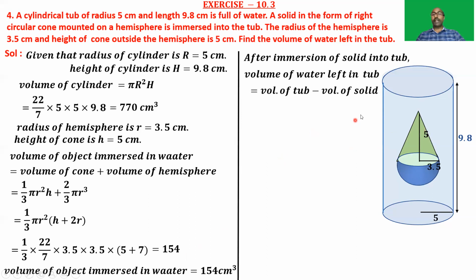So the volume of water left in the tub is equal to the volume of the tub minus the volume of the solid. The volume of the tub, which is in the shape of a cylinder, is equal to pi r square H. Already we have found the value as 770 and the volume of the solid is 154. So 770 minus 154 is equal to 616 cubic centimeter. So the volume of water left in the tub is equal to 616 cubic centimeter.